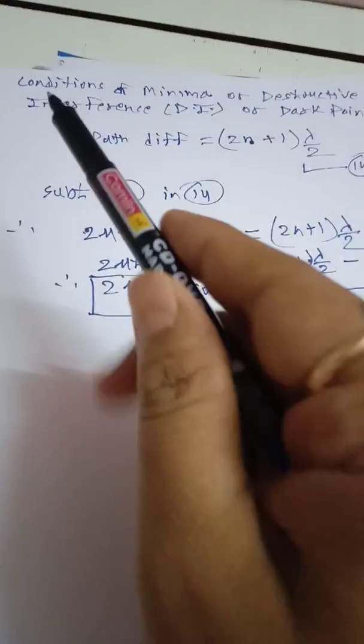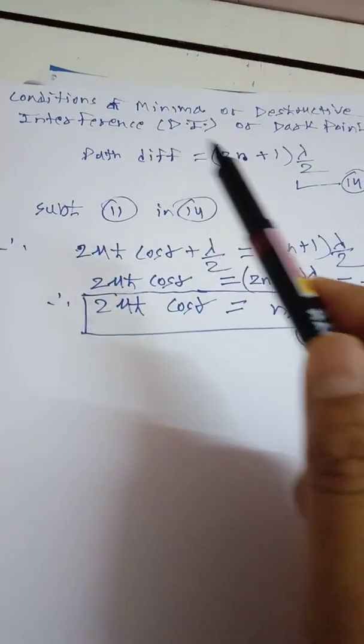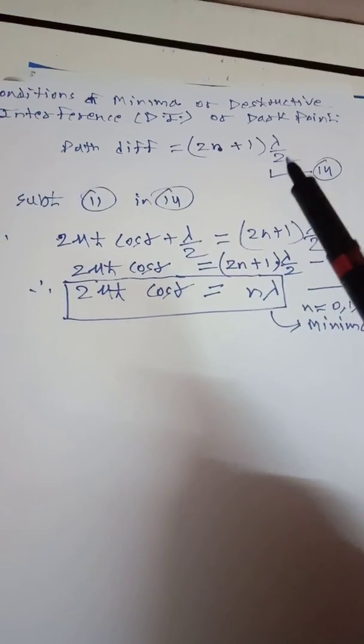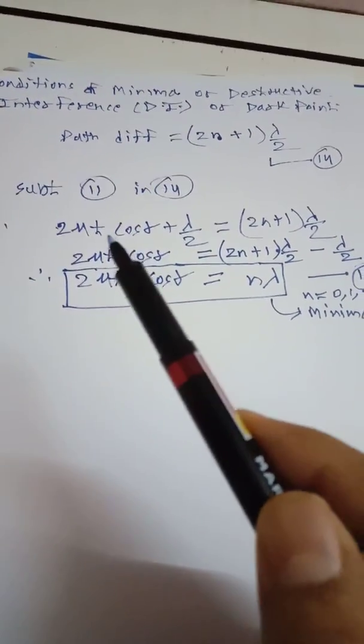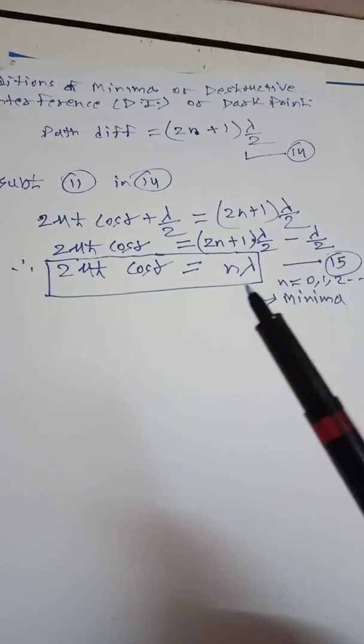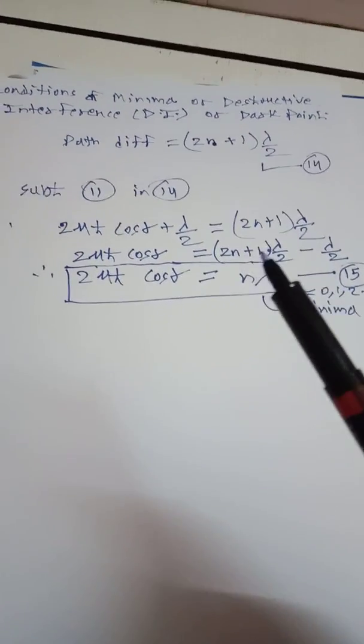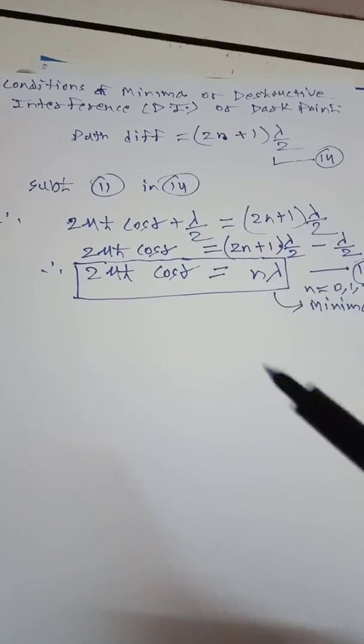And the other one is for minima. This is the condition for minima, or destructive interference, or dark: 2n plus 1 lambda by 2 for dark or destructive. So substitute it, so 2 mu t cos r plus lambda by 2 equals this. So finally, this is the condition for minima or destructive interference. Thank you.